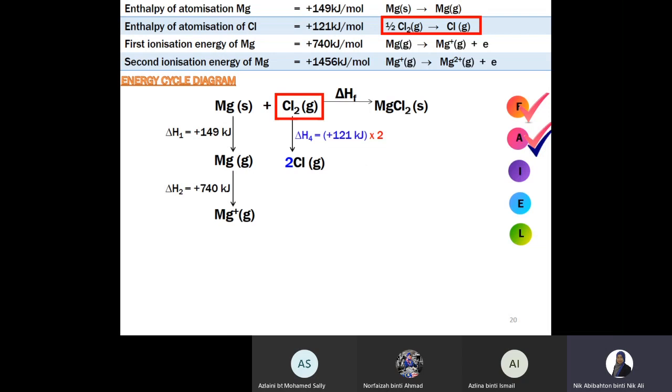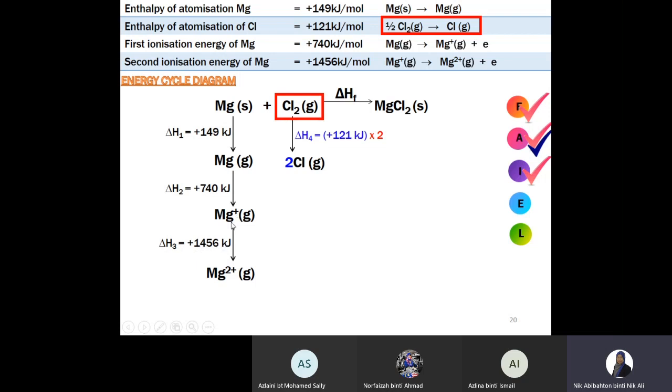So we finish with the atomization, then ionization energy. So the ionization energy for the magnesium gas produces a magnesium ion gas, with the value given to us according to the equation, positive 740 kilojoule. Magnesium will have another ionization energy, which is the second ionization energy. So we just continue with the second ionization energy, which will produce Mg2 plus gas. And write the value of the enthalpy, positive 1456 kilojoule.